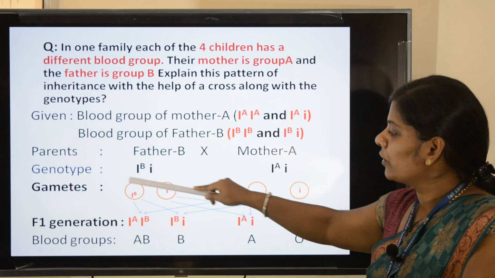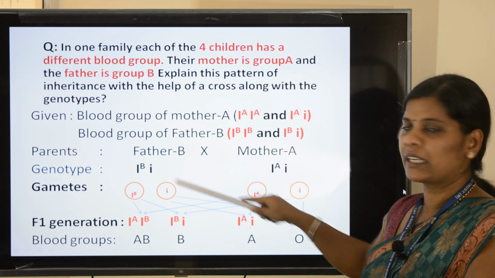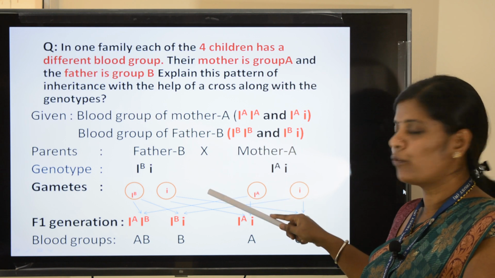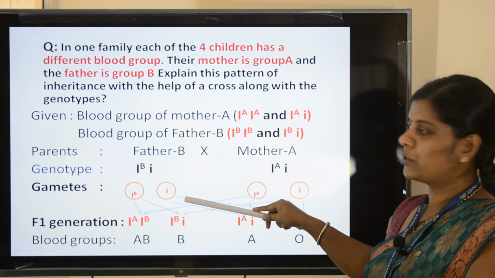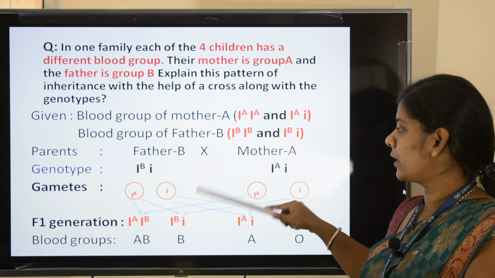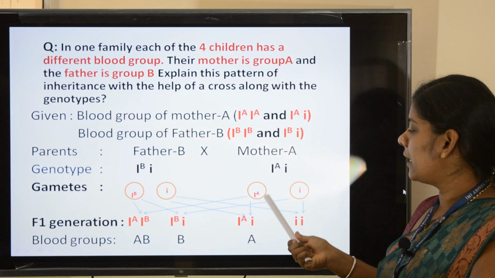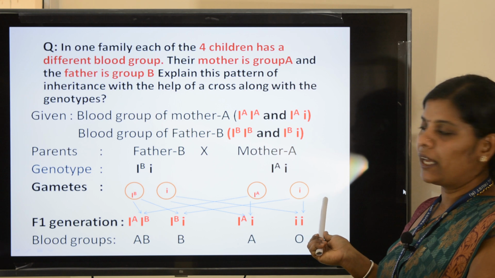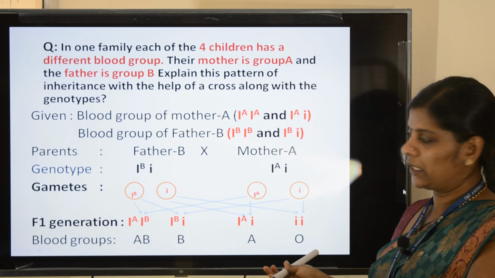Here 2 gametes, each gamete carries only one allele. Alleles segregate separately, independently during the formation of gametes. So here IB and i, 2 types of alleles are segregated during the formation of gametes, and in case of mother, IA and small i, egg carrying either IA or small i allele. When you cross them, there are 4 possibilities.